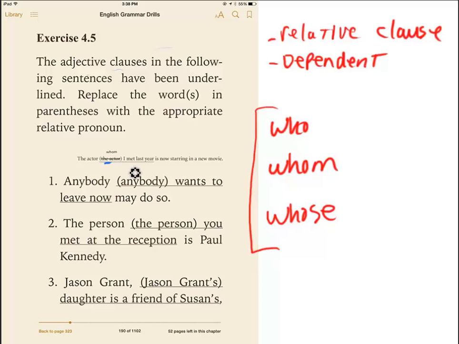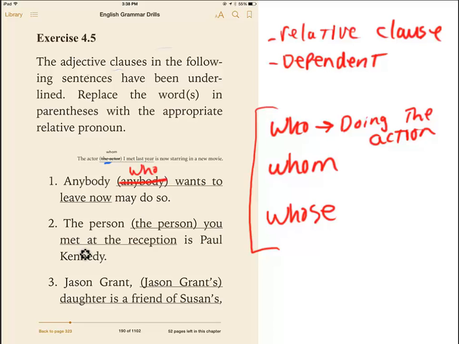Anybody wants to leave now may do so. Anybody who. I have to replace this one, anybody, with a relative pronoun, and it refers back to anybody. So this is the antecedent, anybody. Who. I chose who because I believe it's doing the action. What do I mean by that? Well, let's take a look. Who wants to leave now may do so. Who is the one that wants to leave? Anybody who wants to leave. So who is the subject.